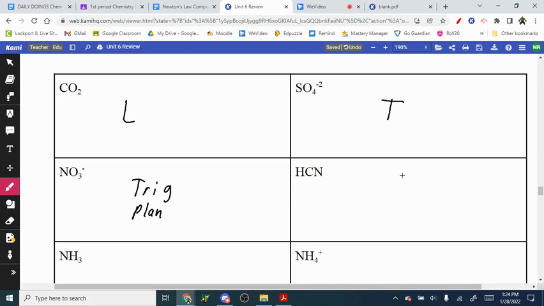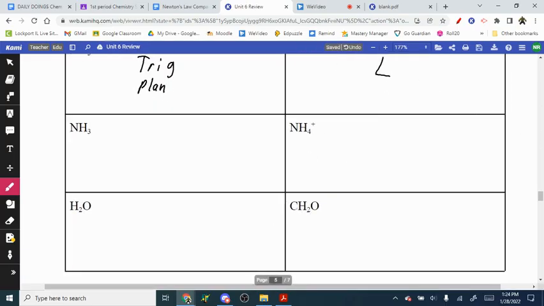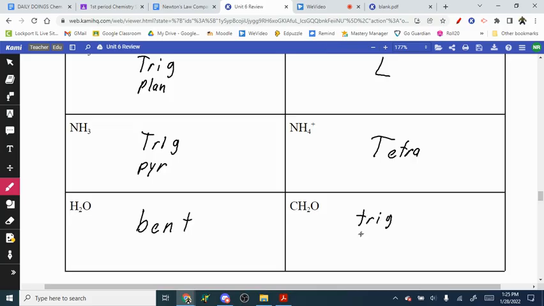Trigonal pyramidal also has those same initials, so that's why I wrote it out that time. HCN has 2 bonding domains and 0 non-bonding domains, so that's going to be linear. NH3 has 3 bonding domains and 1 non-bonding domain, so that's going to be trigonal pyramidal. NH4 has 4 bonding domains and 0 non-bonding domains, so that's going to be tetrahedral. H2O has 2 bonding domains and 2 non-bonding domains, so that's going to be bent. CH2O has 3 bonding domains and 0 non-bonding domains, so that's going to be trigonal planar.